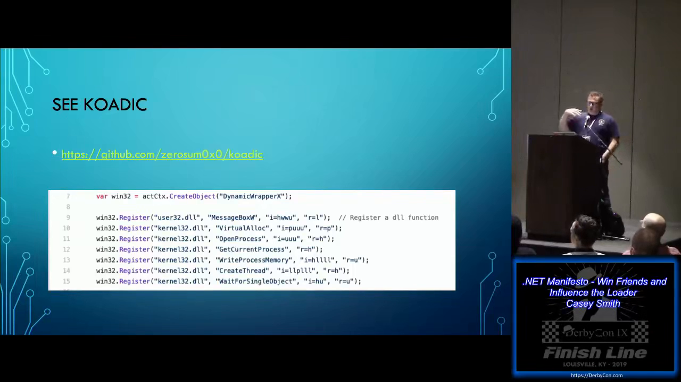So Coadic is a really cool framework that Sean wrote, zerosum0x0, and this is an example of setting up the API calls that would be interesting to offensive teams. So you have VirtualAlloc, WriteProcessMemory, CreateThread. And so now I can do the entire shellcode run or Mimikatz, whatever I want to do, right inside of a JScript file. So that's really interesting.